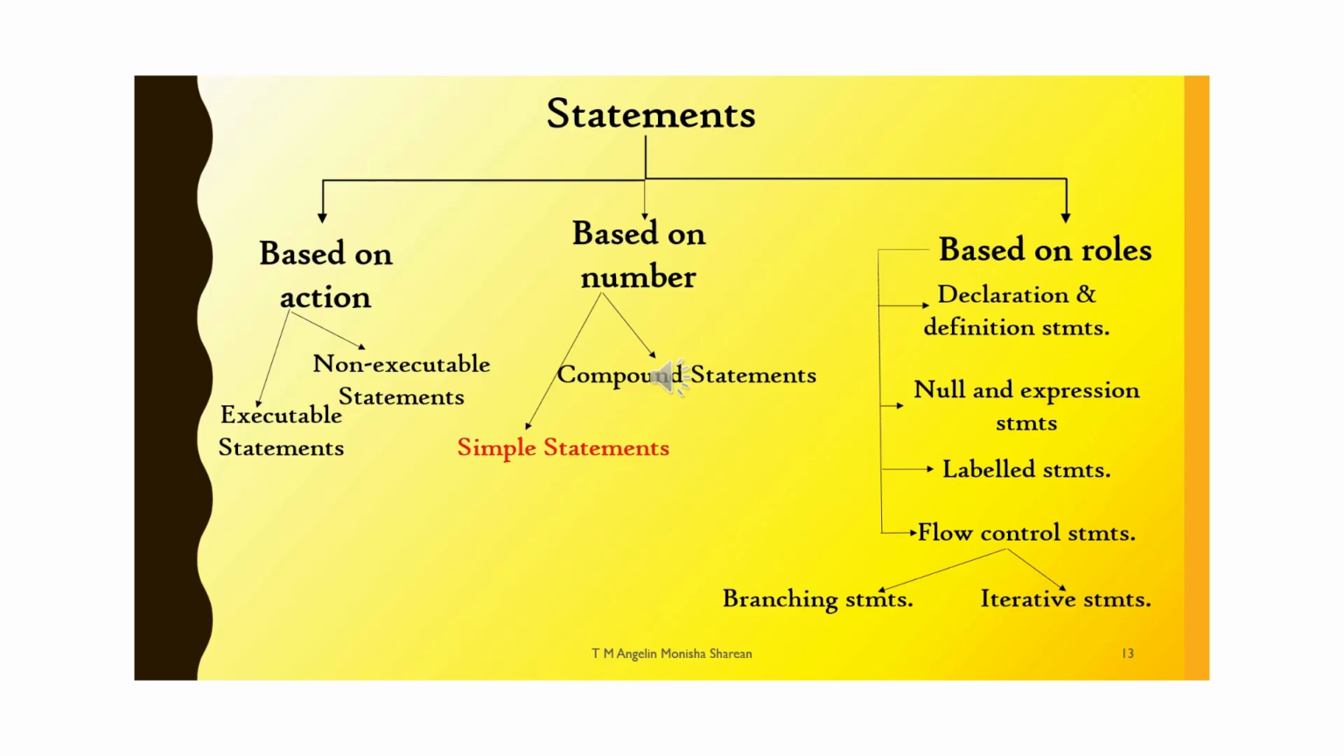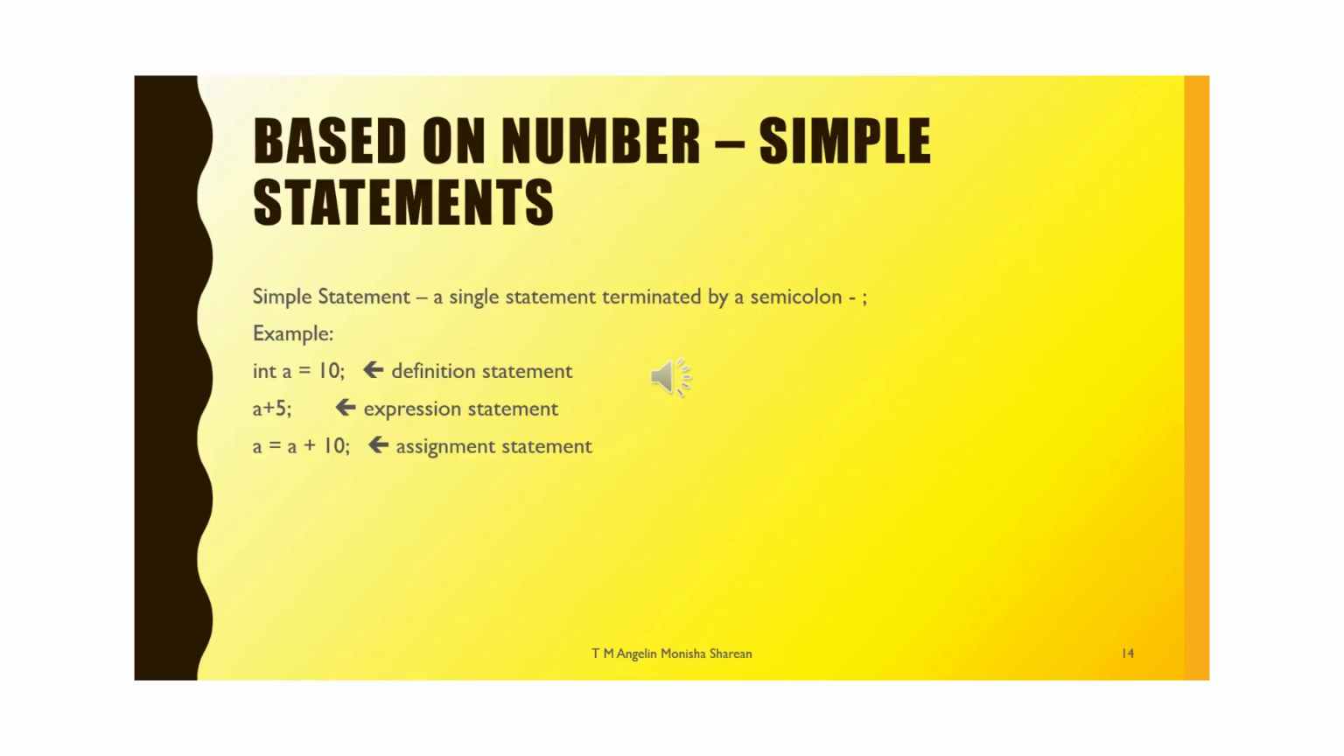Now, let us see the next categorization, which is based on numbers. In that, we are going to see the simple statements. A simple statement includes any statement. It can be an executable statement or a non-executable statement, as we saw in the previous category, but it should be a single line statement which is terminated by a semicolon. Here we are seeing three examples of simple statements.